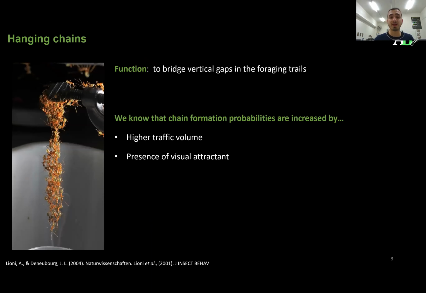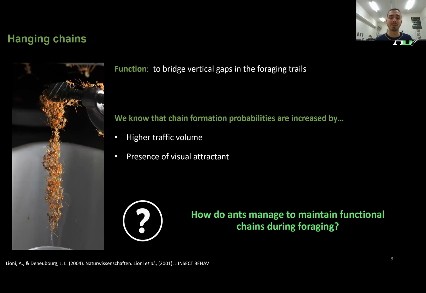These are used by ants to bridge vertical gaps in the foraging trails, and to date, our knowledge about these structures is very limited. We know that chain formation probability is increased by the presence of a visual attractant below the chain and by a higher traffic volume. But so far, nobody has studied how ants manage to maintain a functional chain during foraging for a prolonged period of time, which is likely the context in which this behavior has evolved.